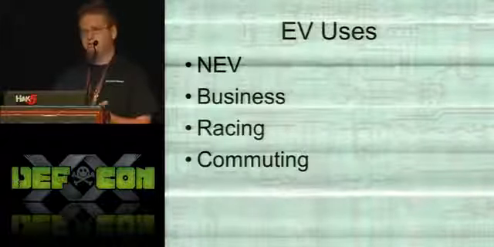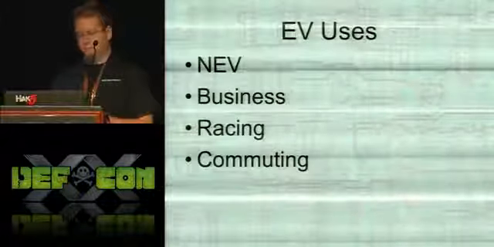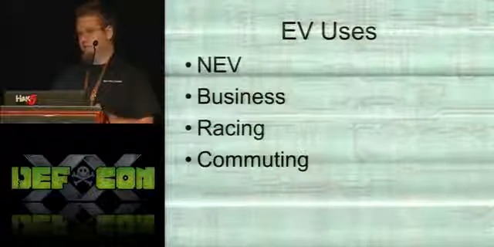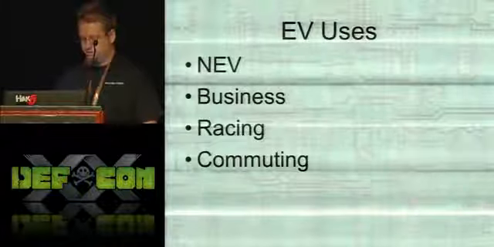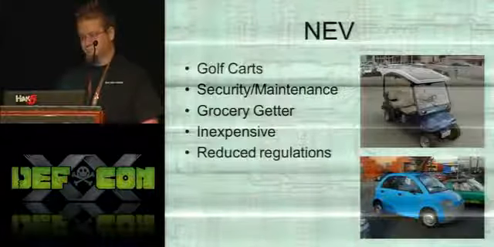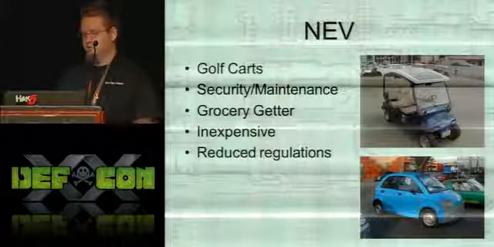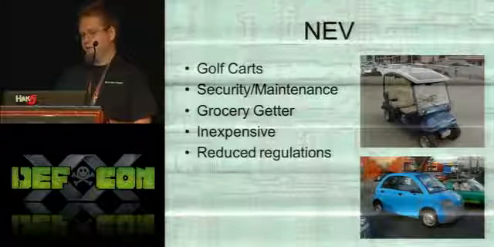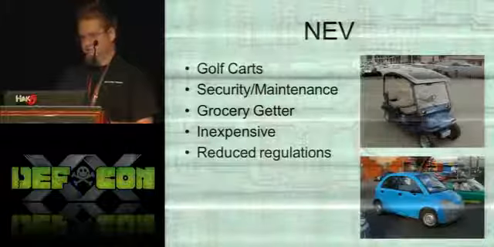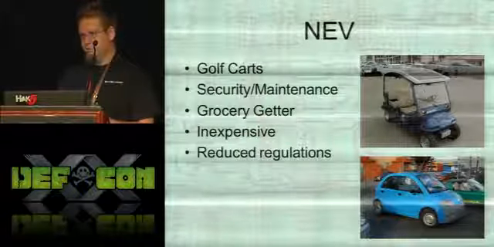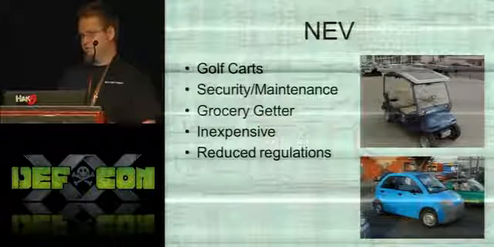So, EV uses: there are lots of different things people use them for. One popular use is neighborhood electric vehicles. Businesses are starting to use them a lot. They're used in racing, and my favorite, commuting. Neighborhood electrics, everyone's familiar with golf carts. They're also very popular for security and maintenance vehicles because they're quieter and there are no emissions, things like that.